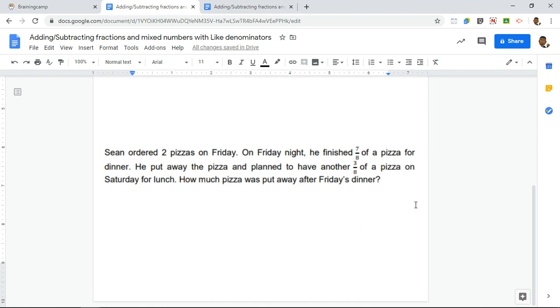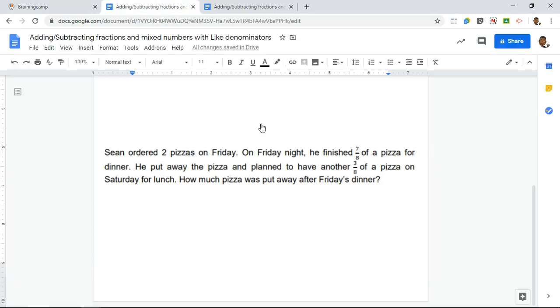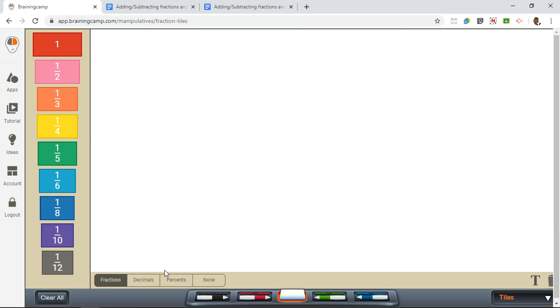Sean ordered 2 pizzas on Friday. On Friday night, he finished 7/8 of a pizza for dinner. He put away the pizza and planned to have another 3/8 of a pizza on Saturday for lunch. How much pizza was put away after Friday's dinner? All right, so very wordy here, but we can still go ahead and solve this. So let's clear this out. So it said Sean ordered 2 pizzas on Friday. All right, so let's take that, 2 pizzas.